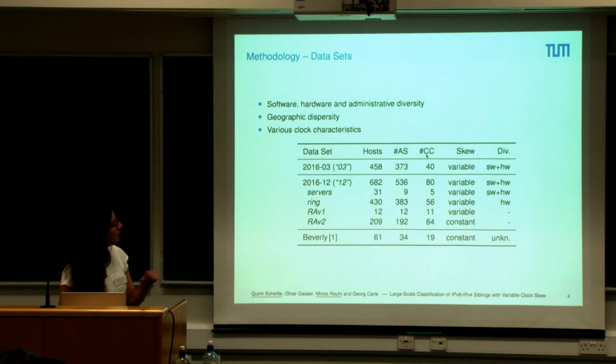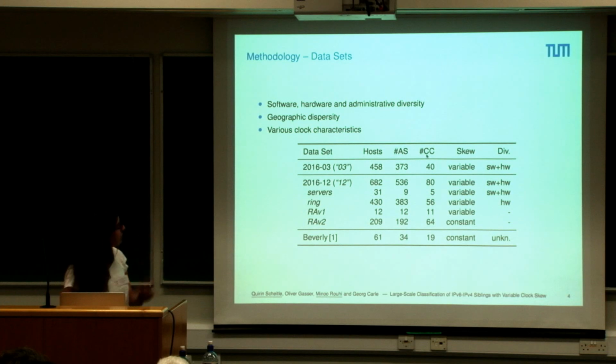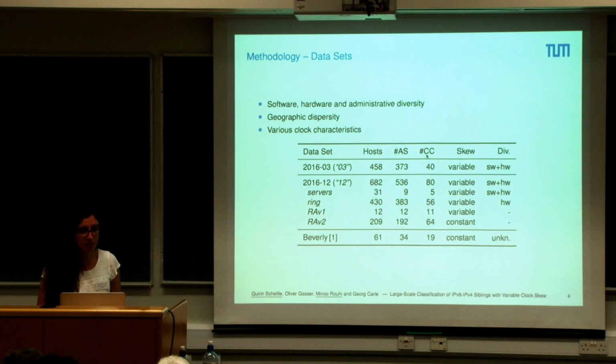So here's the view on the ground truth dataset. We first started with a ground truth dataset in March 2016, with around 450 hosts. And then we extended it with more hosts in the other datasets, which accumulated in December, with around 700 hosts.